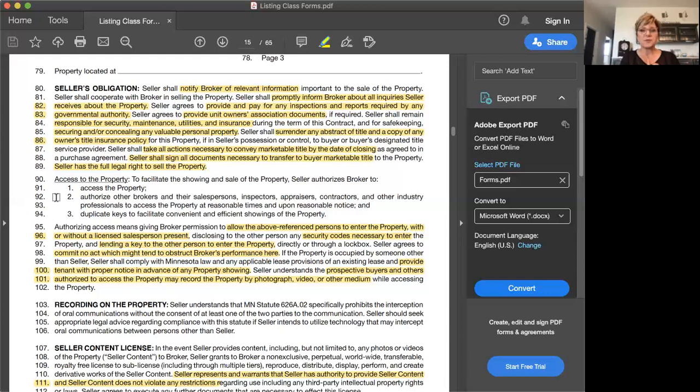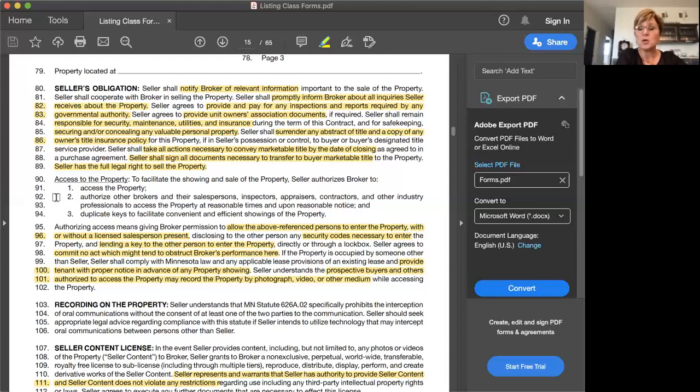They are also authorizing to allow the above referenced persons to enter the property with or without a licensed salesperson. So years ago, during an inspection, we always had to be there the full time because we were the licensed representative and the inspector wasn't. As long as everybody's okay with that, without you being there or a representative being there, this is saying they're okay with that. Okay. They're also authorizing you to provide any security codes. Sometimes people just have those front door locks with the little code. This is saying, hey, seller, you're okay with me providing those agencies or appraisers or whatever the code if I need to do that to let them get in. Okay.